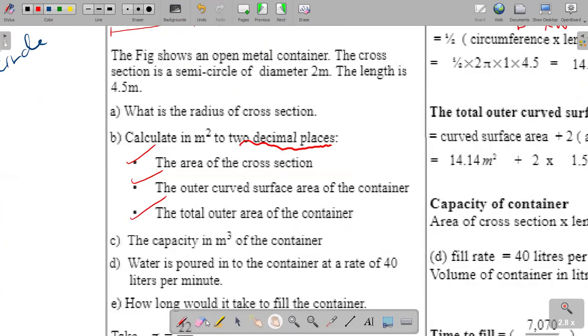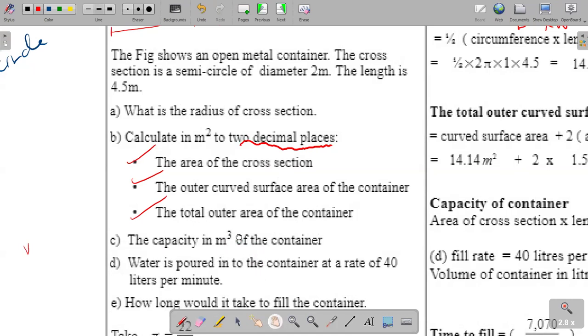The capacity. Can anybody tell me another word for capacity? CXC does use this word sometimes, so you have to make sure you know what it means. What does the word capacity mean? It's the V word. Yes, the word capacity also means volume. So please write this down in your book. They're the same thing. Volume means capacity, capacity means volume, right? And they want it in meters cubed.